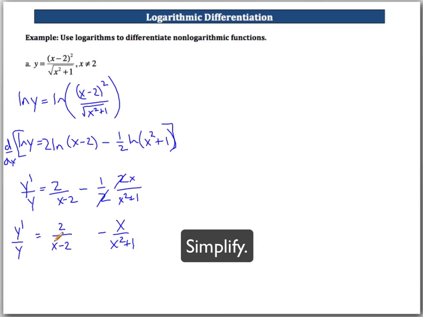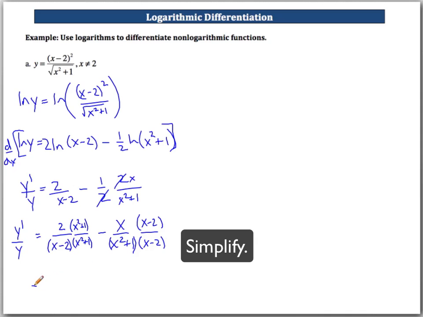And what we want to do is get this to be a common denominator so that we can add these two terms together. So that's why we left a little bit of space here. So here we have an x minus 2. Here we have an x squared plus 1. So we're going to multiply this side by x squared plus 1 over x squared plus 1. And this one we're going to multiply by x minus 2 over x minus 2. Okay, so common denominator.